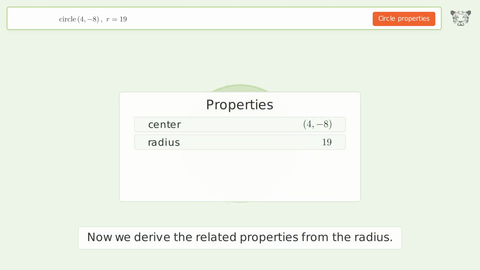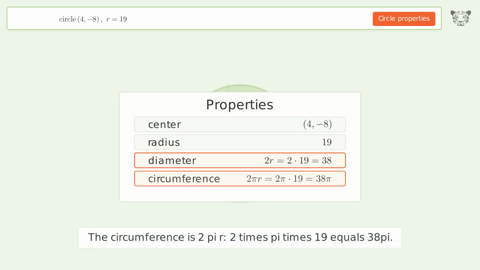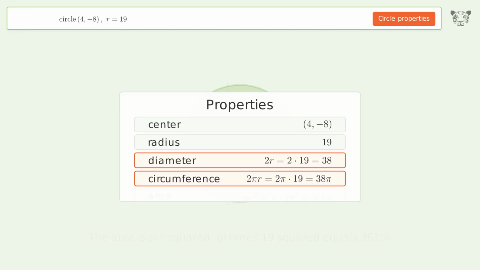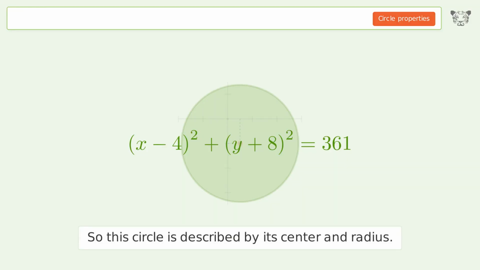Now we derive the related properties from the radius. The diameter is 2 radii across, 2 times 19 equals 38. The circumference is 2 pi r, 2 times pi times 19 equals 38 pi. The area is pi r squared, pi times 19 squared equals 361 pi. So this circle is described by its center and radius.